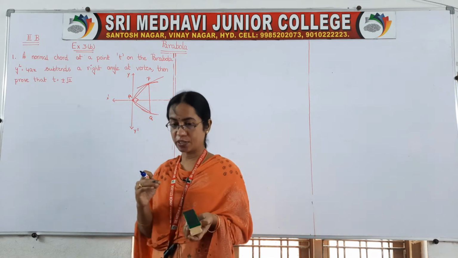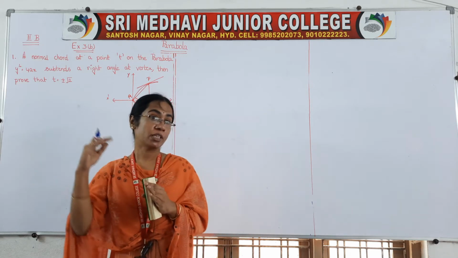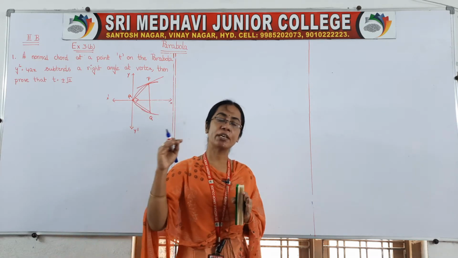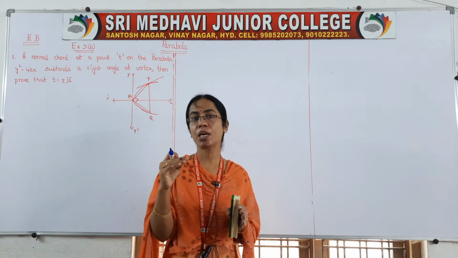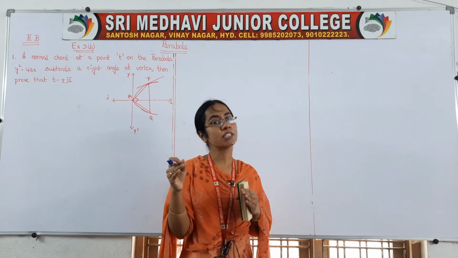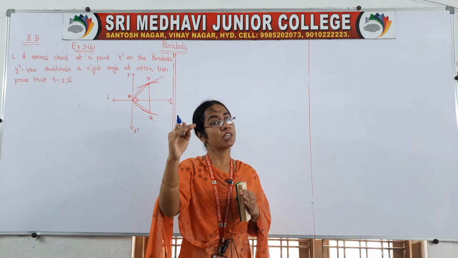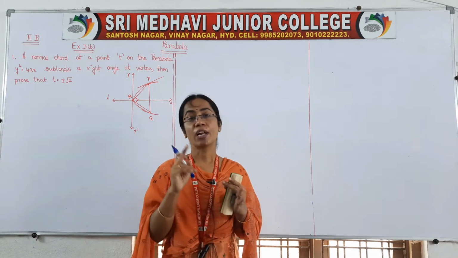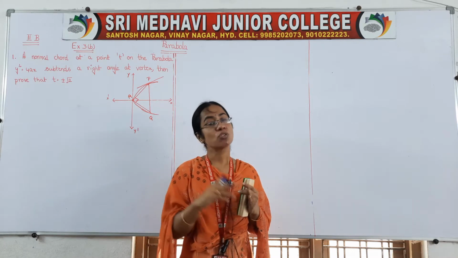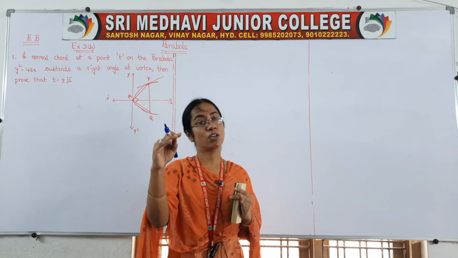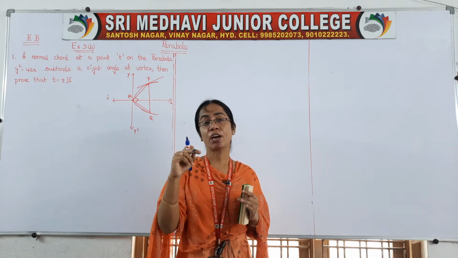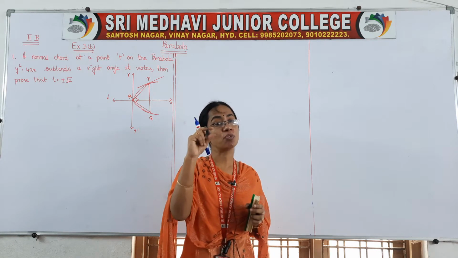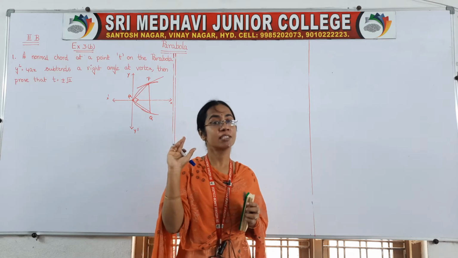In pair of straight lines, in the last exercise we did homogenization. Do you remember how we did homogenization? There they give one curve equation and one line equation. We homogenize the curve with the line. Then we got the combined equation of OA and OB, isn't it?